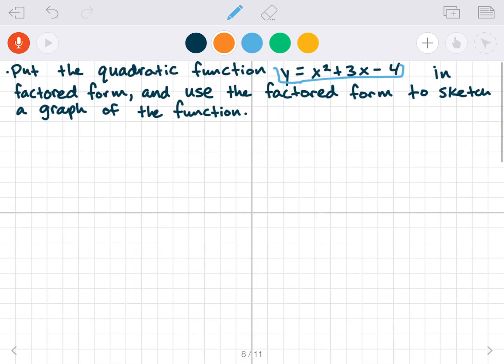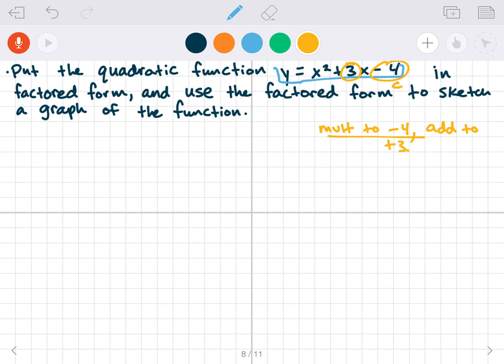So with that knowledge, let's try this one. The first thing I need to do is put it in factored form so that I can set each factor equal to 0. So I want to find two numbers that multiply to negative 4 but add to positive 3.